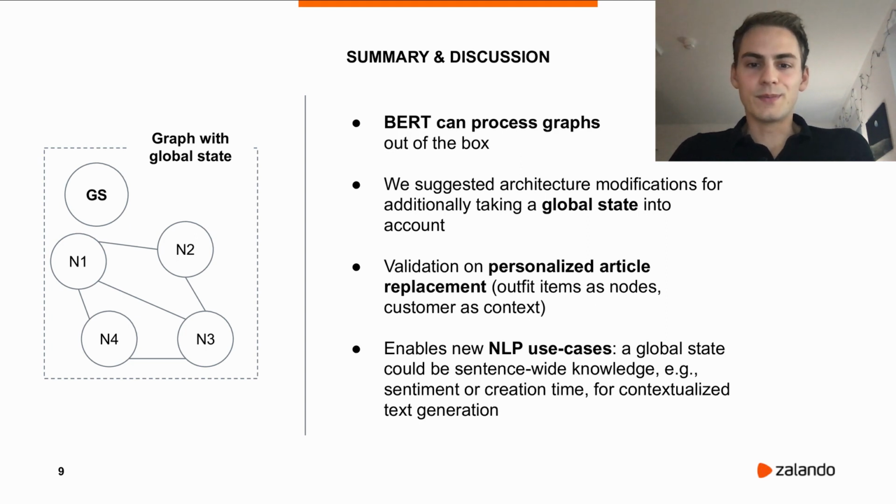We believe this contribution also enables NLP use cases, in which case the graph just consists of sentences, of words, and the context could be something like the creation time of that text or the sentiment. You could consider a spelling correction that is conditioned on the domain in which the text was written. For example, lawyers might use different acronyms than computer scientists. So you can have context-dependent spelling correction as one potential use case.